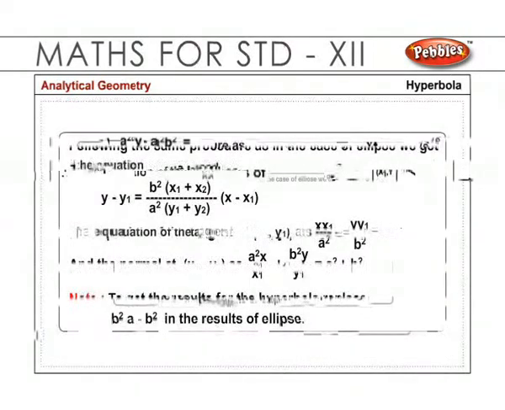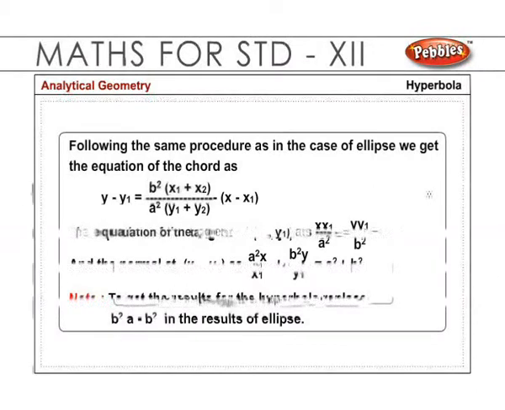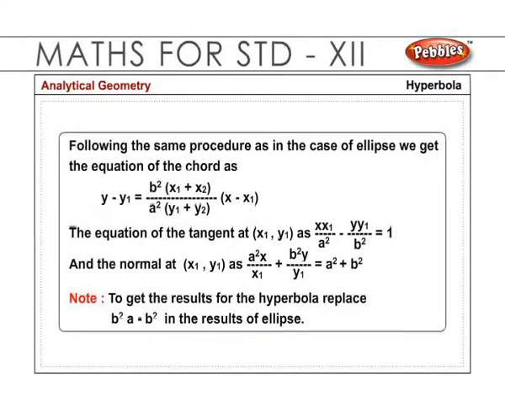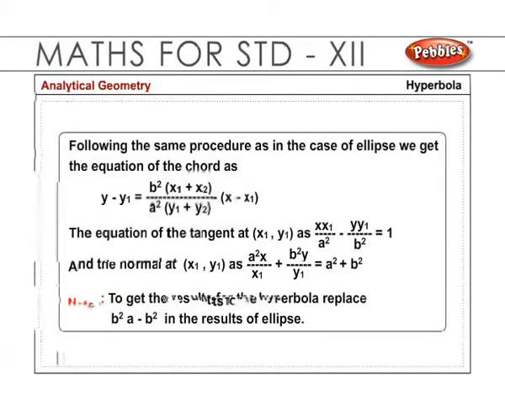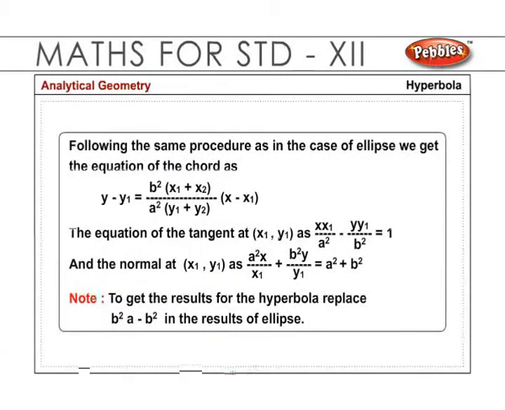Hyperbola. Following the same procedure as in the case of ellipse, we get the equation of the chord as shown above. The equation of the tangent at x1, y1 is x x1 by a squared minus y y1 by b squared is equal to 1. And the normal at x1, y1 is a squared x by x1 plus b squared y by y1 is equal to a squared plus b squared.